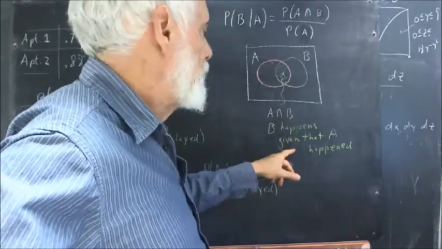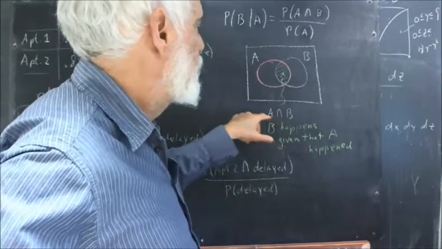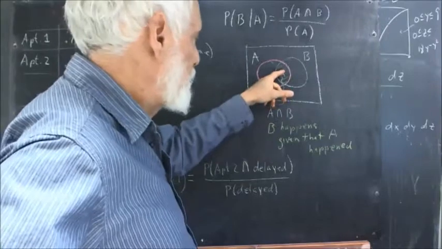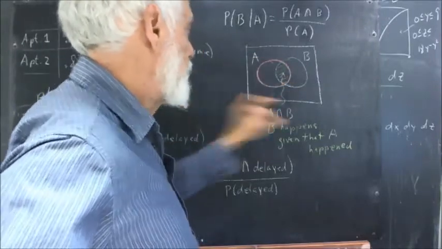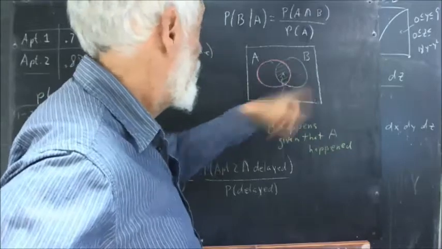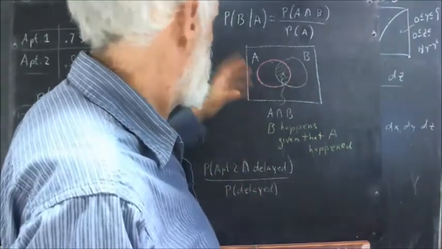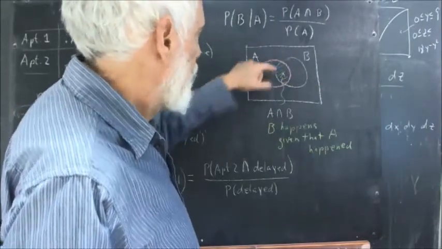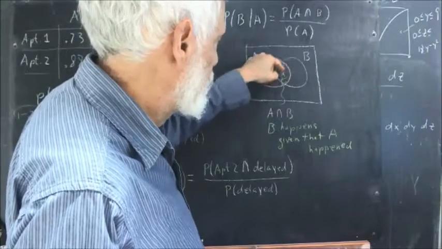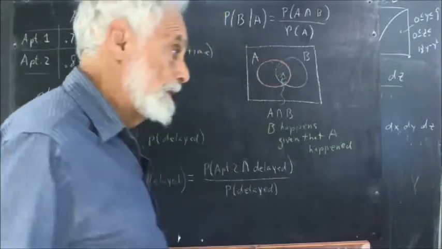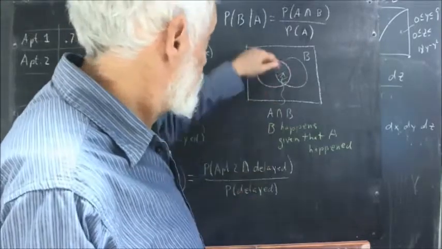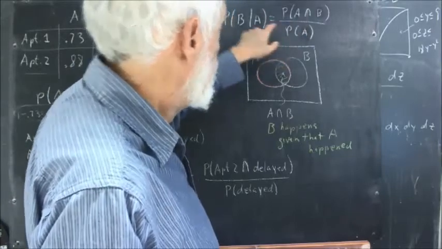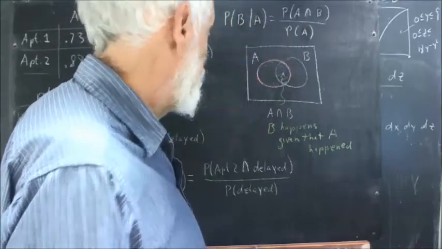B happens given that A happened. Okay, this is the set of events where B happens and A has also happened. There are events out here where B happens, but A hasn't happened. So we're essentially restricting our sample space to the set A, and we're talking then about the events that occur here in the intersection of A and B. Well, the probability that an event is in this intersection, given that it's in A, is the probability that it's in A intersection B divided by the probability that it's in A.